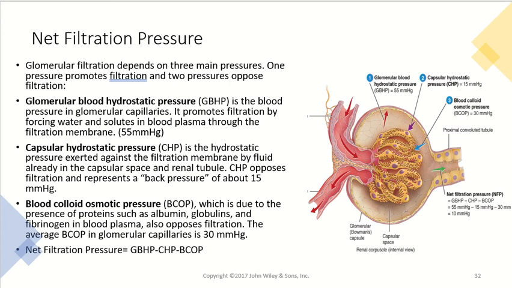So our final net filtration pressure is going to be the glomerular blood hydrostatic pressure, about 55, minus the capsular hydrostatic pressure at 15, minus the blood colloid osmotic pressure at 30. That leaves us at about 10 millimeters of mercury for our net filtration pressure.